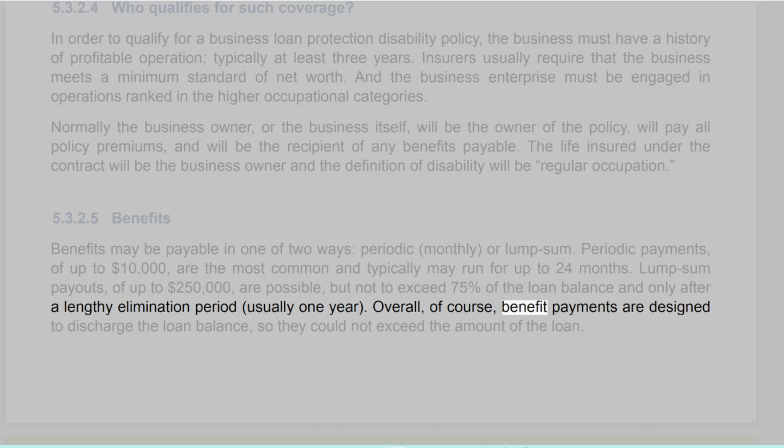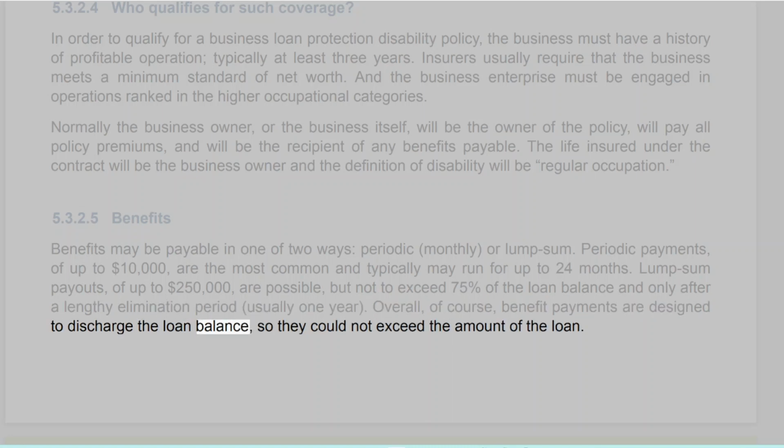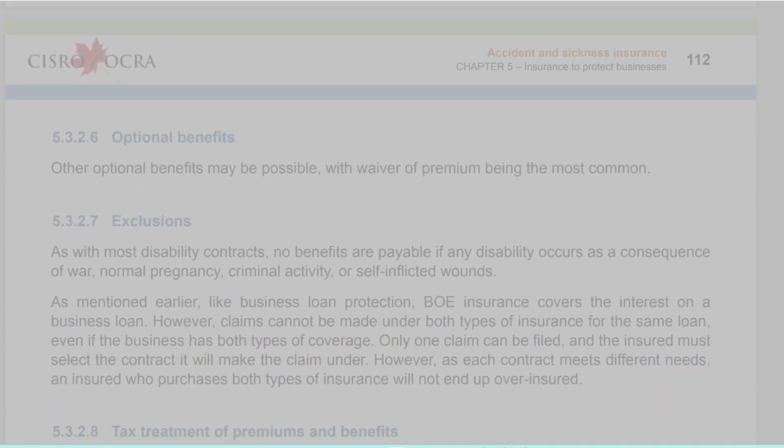Overall, of course, benefit payments are designed to discharge the loan balance, so they could not exceed the amount of the loan. 5.3.2.6 Optional benefits. Other optional benefits may be possible, with waiver of premium being the most common.